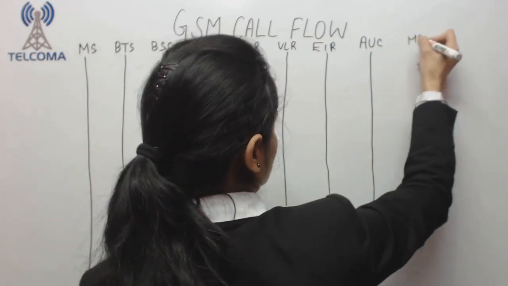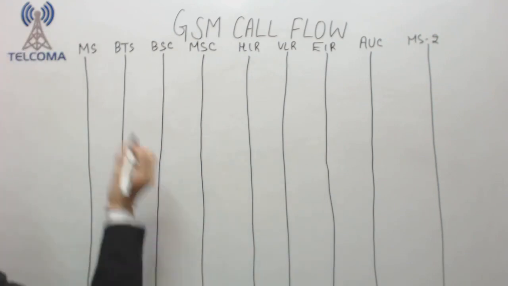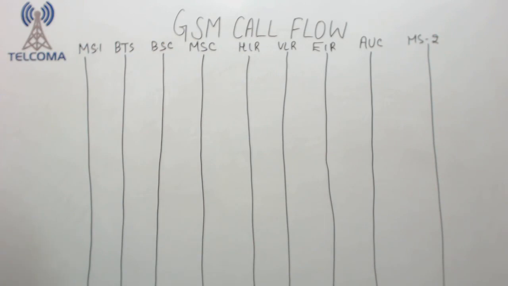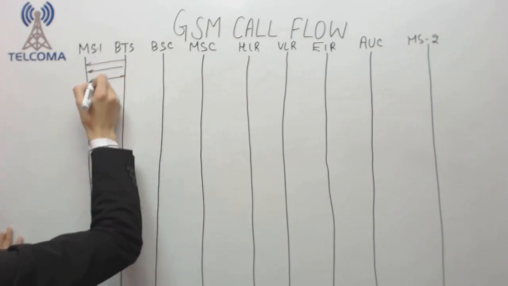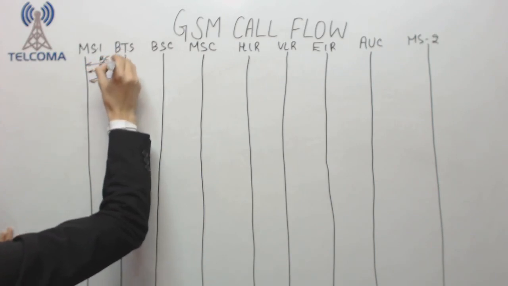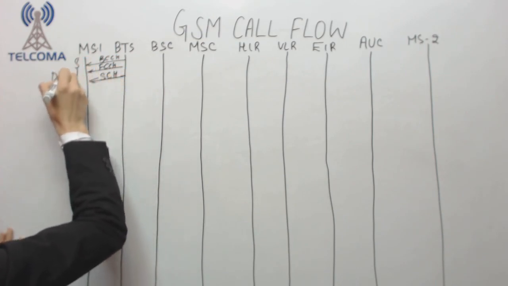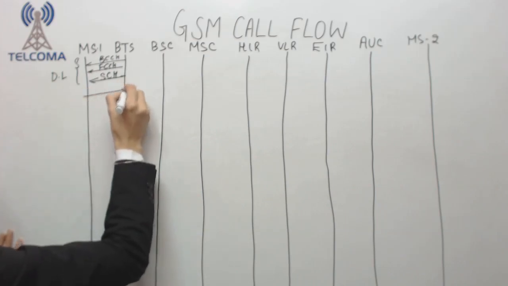We will assume this is mobile station 2, which we have to call. So this is mobile station. This mobile station is under this BTS and BSC, and we are assuming that these are under the same MSC, BSC, BTS. They have to call one another. So from the BTS, the mobile station gets broadcast channels, you know, BCCH, FCCH and SCH. The direction of these channels is downlink.